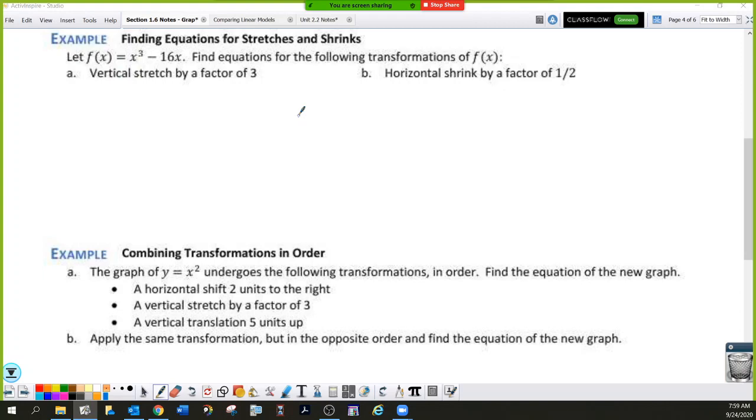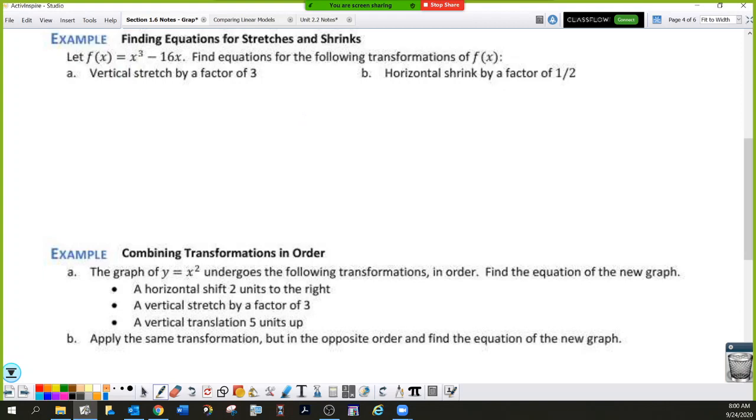Vertical. Is that going to be changing the x's or the y's? Y's. Y changes. Inside or outside? Outside. Outside changes. Same effect or opposite effect? Same. The last thing that you have to do when you're doing transformations is remember the operation. Stretching and shrinking is always a multiplication. Reflection is always a negative sign. Shifting is always addition or subtraction. So we've already said that it's outside and that's the same effect.